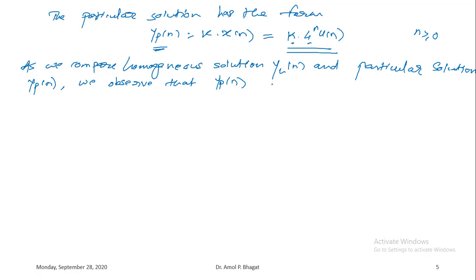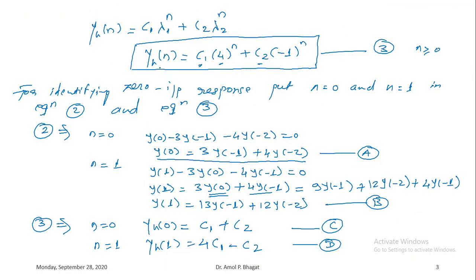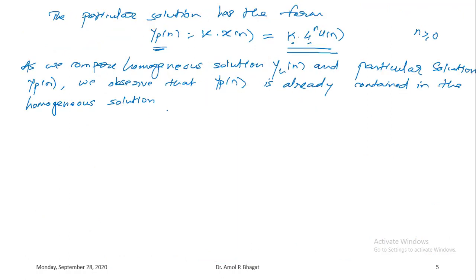So we observe that yp of n is already contained in the homogeneous solution. This yp of n, constant multiplied by 4 raised to the power n, is already contained in the homogeneous solution, constant multiplied by 4 raised to the power n. So this is nothing but the yp of n. So the particular solution is redundant, right? We have to avoid this redundant solution.